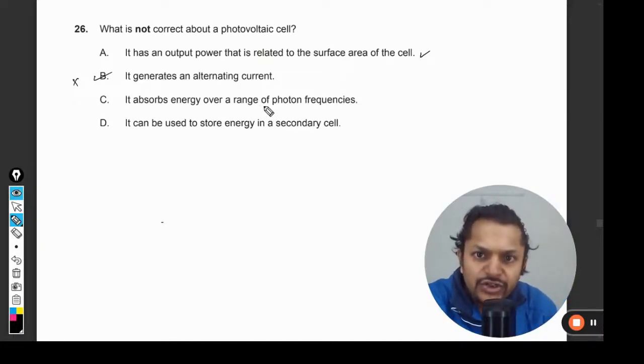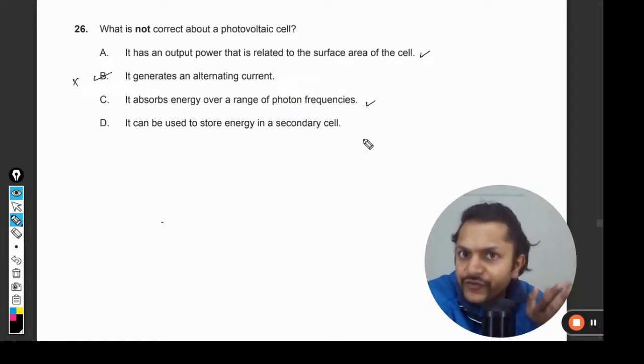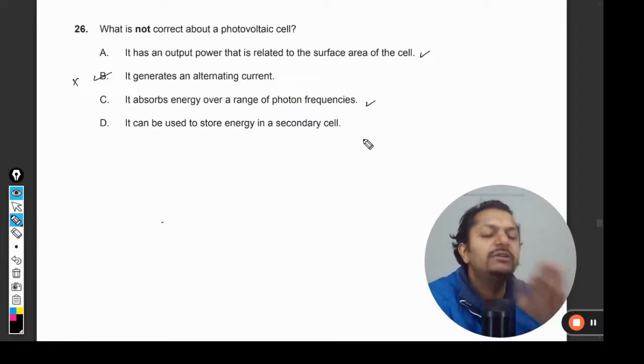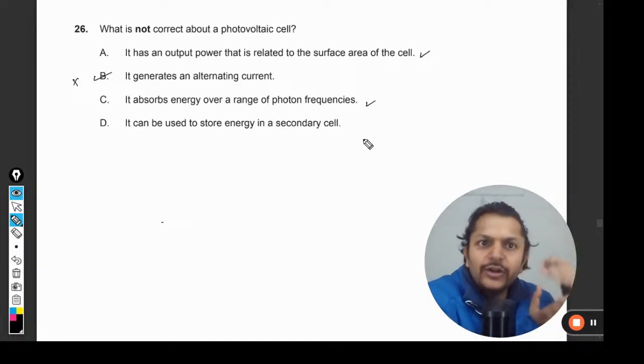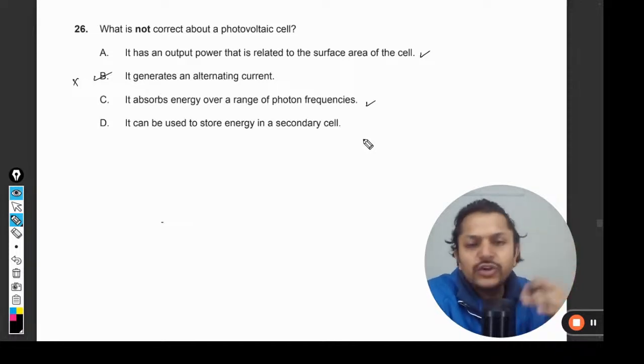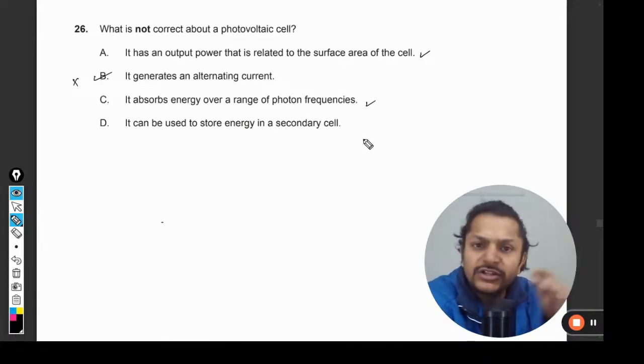It absorbs energy over a range of photon frequencies. Absolutely correct, because the energy which is coming will definitely be in the range of infrared. It will be in the range of light waves, but that doesn't mean that the color of the light will be this and all that. So it could be anything, but the solar light should come and fall on the cell. So there is a range of photon frequencies that are valid.